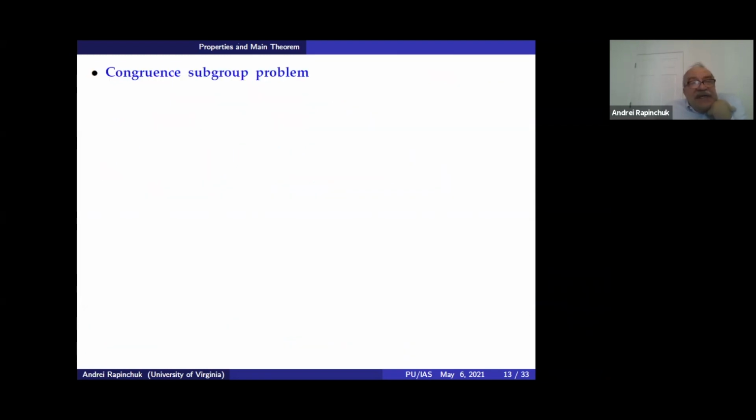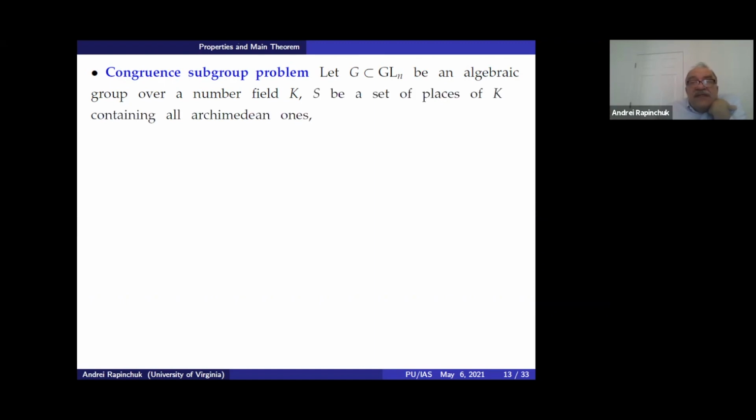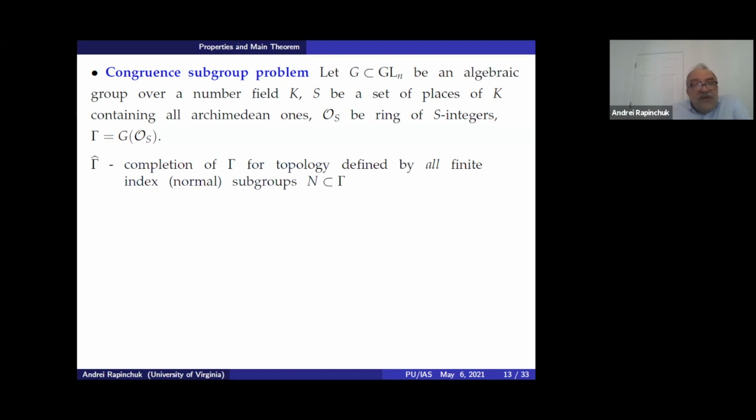Another quite interesting application has to do with the congruence subgroup problem. The standard setup for the congruence subgroup problem is that we look at an algebraic group, G, defined over some number field. Now we fix a set of places, S of K, and look at the corresponding ring of S-integers. We'll let gamma denote the corresponding S-arithmetic subgroup. Given this data, we can consider two things. One is the completion of gamma for the topology defined by all finite index normal subgroups. That's nothing but the profinite completion.